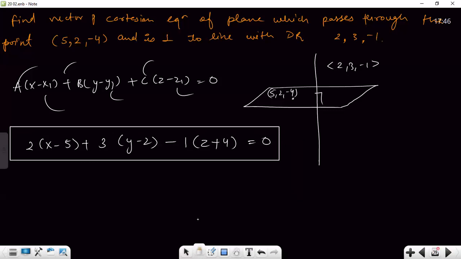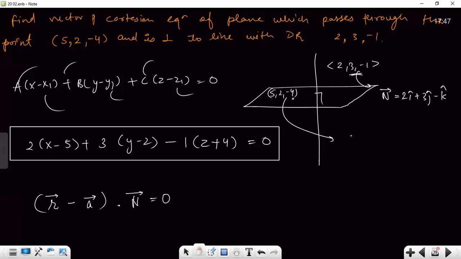If we have to write it in vector form, then simply (r vector minus a vector) dot product with the normal vector is equal to 0. Since we have the direction ratios of the perpendicular line, we can find the normal vector: 2 i cap, 3 j cap, minus k cap. This is the normal vector. The vector that is passing through the plane is 5 i cap plus 2 j cap minus 4 k cap.